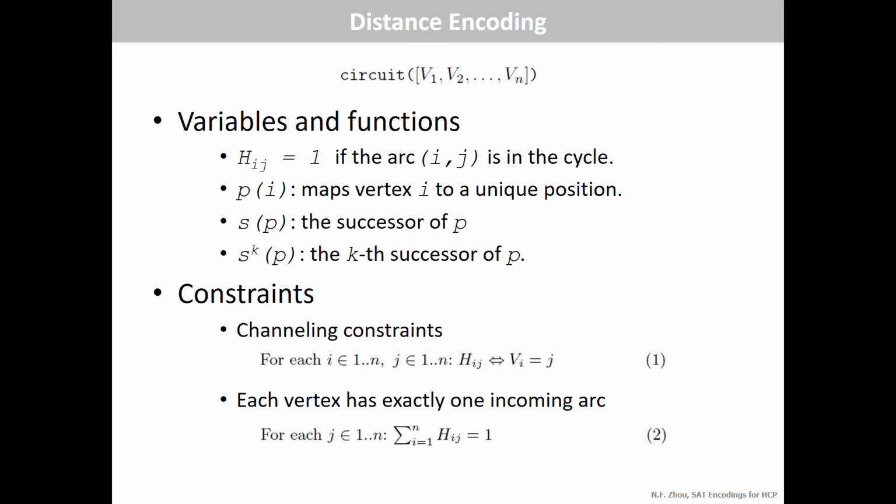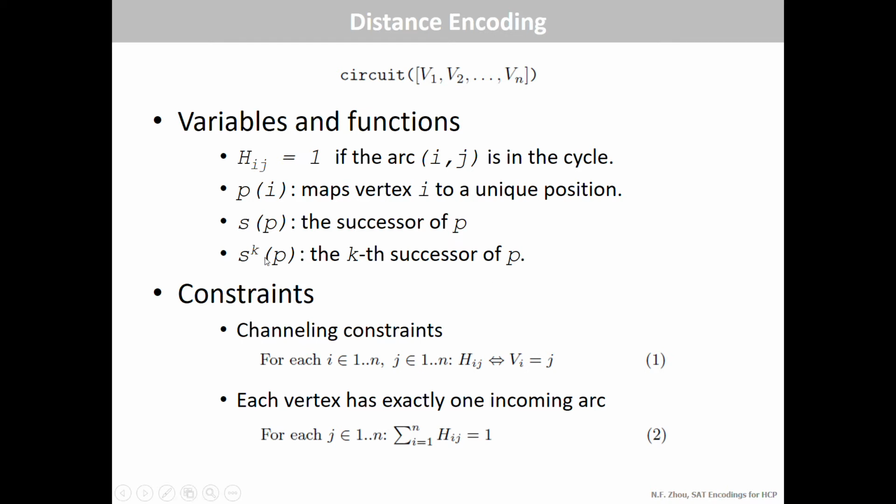So for the global constraint, like the Dantzig's IP model, we use a matrix of Boolean variables H, to encode a cycle. So Hij equals 1 if the arc ij is in the cycle. We map each vertex into a unique position, so we use this function P. And we also use the successor function SP for the successor of P. And we apply the successor function K times, we denote this as S to the power of K.